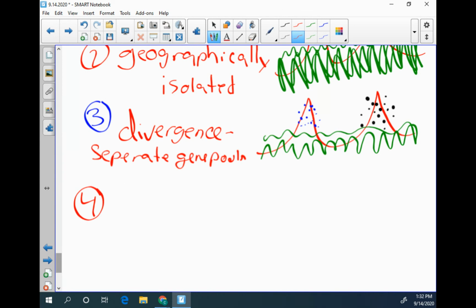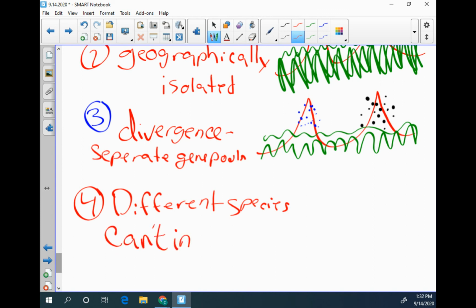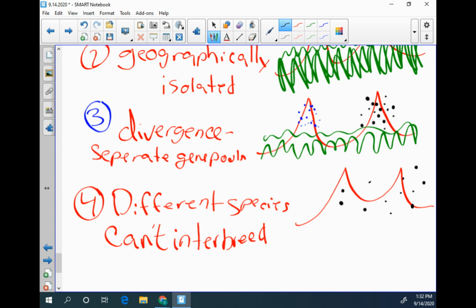Step 4 is we have a different species. And we know we have a different species because they can't interbreed. So we'll say that the flood subsides. And now, these guys are everywhere. But they can't breed anymore.